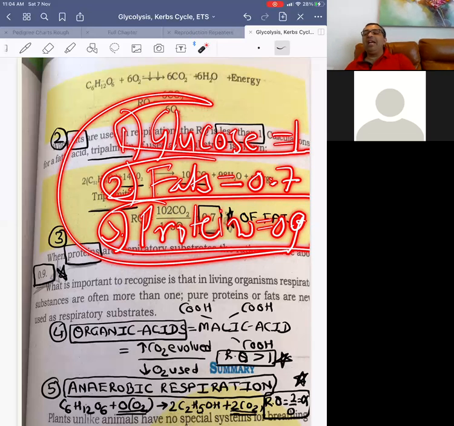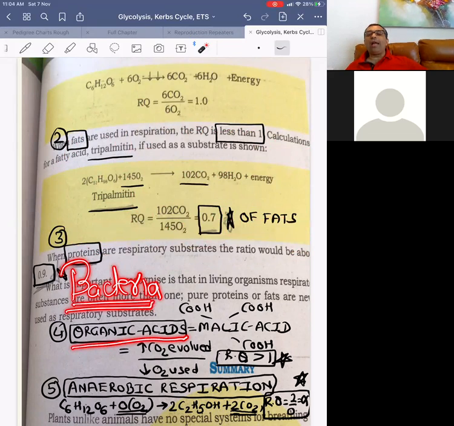We will end it with a little more advanced. ग्लूकोज, फैट्स, प्रोटीन का आरक्यू, ग्लूकोज का 1, फैट्स का 0.7, प्रोटीन्स का 0.9. ये तो आपने मेमोराइज कर ही लिया. समझो ऑर्गेनिक एसिड्स, कुछ बैक्टीरिया ऑर्गेनिक एसिड्स को यूज करते हैं फॉर मेकिंग एनर्जी.